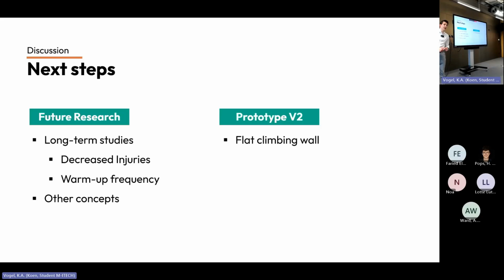A new prototype has some very simple improvements. First, please use a flat climbing wall. Second, the body of the climber can sometimes obscure the projection. So for that, we really recommend a couple of short-throw projectors which could go around this issue.